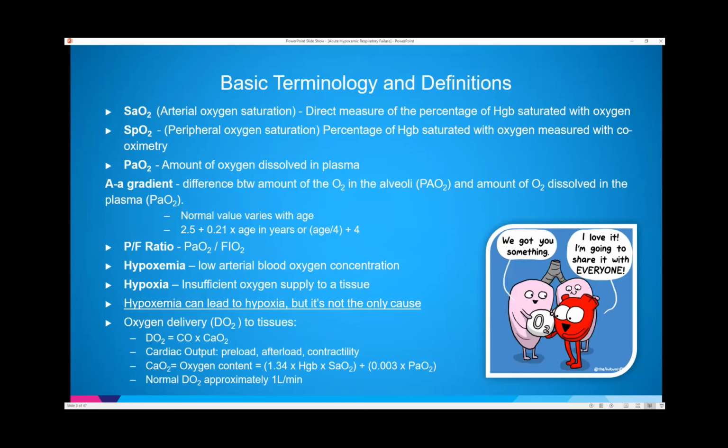Now, hypoxemia and hypoxia, these are two critical terms that you have to differentiate. Many people, including fellows, use these interchangeably and think they mean the same thing. They do not. All right, and I just have to clarify that up front. Hypoxemia is a low arterial blood oxygen, so a low PaO2 or a low SaO2 or a low SpO2.